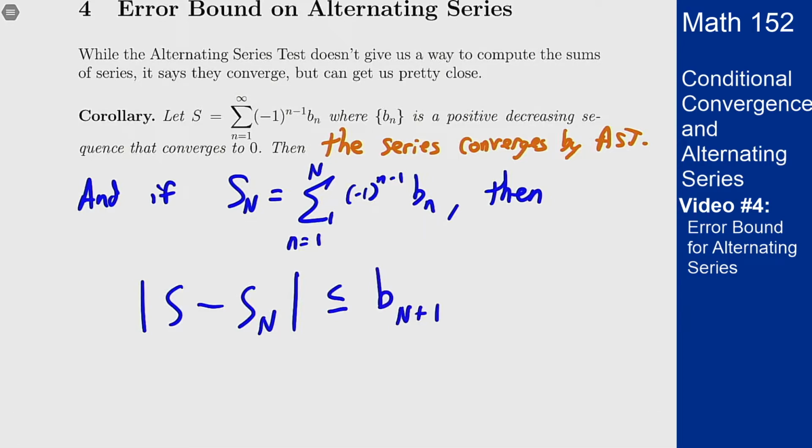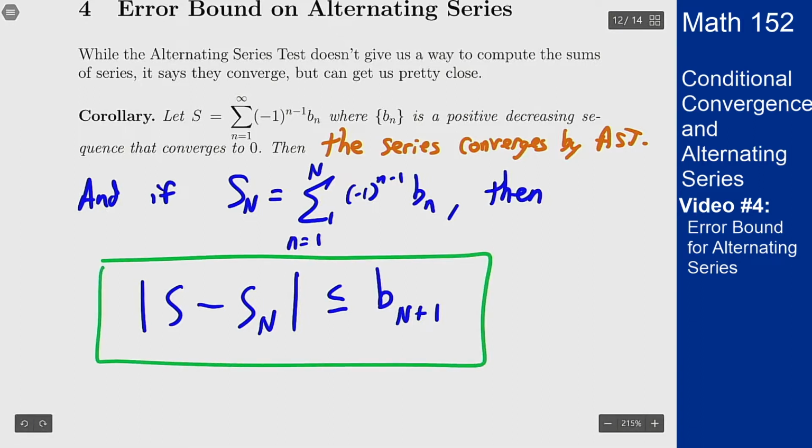The sum counts up to (-1)^(N-1) times b sub capital N. The next term that we would get is b sub capital N plus 1. So that's the first term we're leaving off by this partial sum, and that is the bound we get on our error for this sum. So we take N terms, and we know that our error is no more than the first term that we've left off. Now, why is this the case?